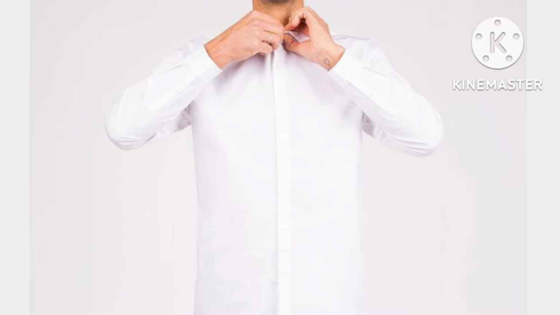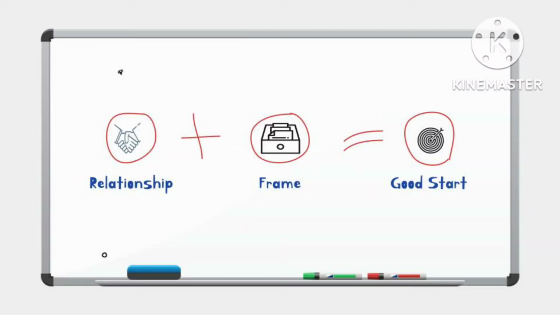Like the first button on the shirt, it's clearly important how to start the school year. Even if we don't need to panic, because we will have a makeup chance later on, it just takes more time or more effort. So how do I start the school year? My biggest goal for the start of the year is building relationships and setting the classroom frame.